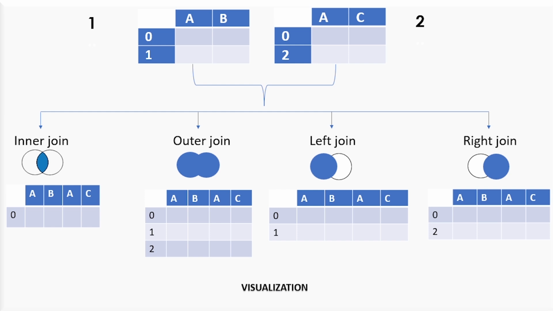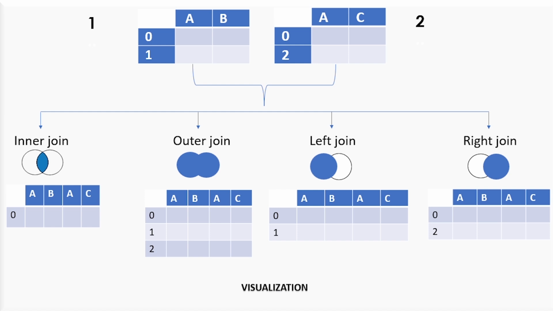Now talking about the inner join, what will be retrieved on the inner join is only the matching value. So now what is the matching value? What is the matching row between table 1 and table 2? That's 0. So 0 will be retrieved on the inner join. Talking about the outer join, it will retrieve the entire table, the entire values, both in table 1 and in table 2. Now the left join will retrieve the entire values on the left table and only the matching value, which is 0, on the right table.